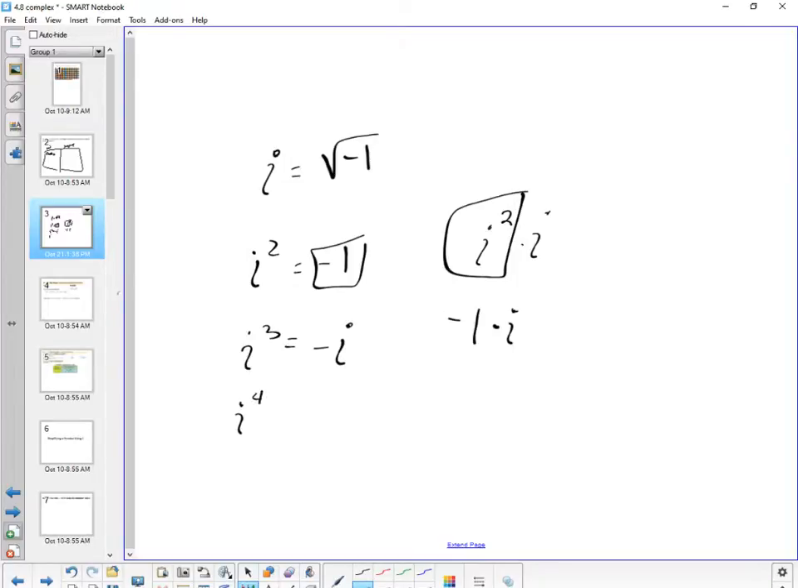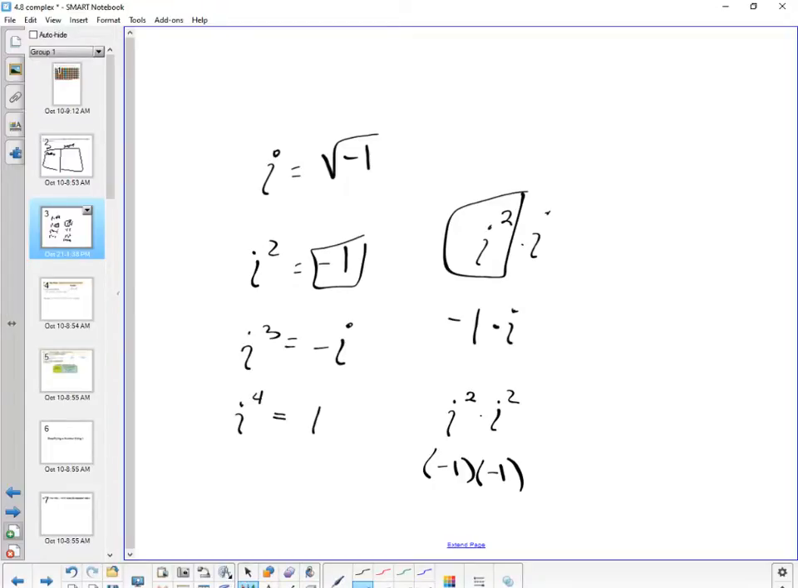Cool. Let's go to the next level up. What's i to the fourth going to be? A positive 1. The reason being, i squared times i squared is i to the fourth, and we already figured out that i squared is -1. So we're taking -1 times -1, and that ends up being a positive 1.